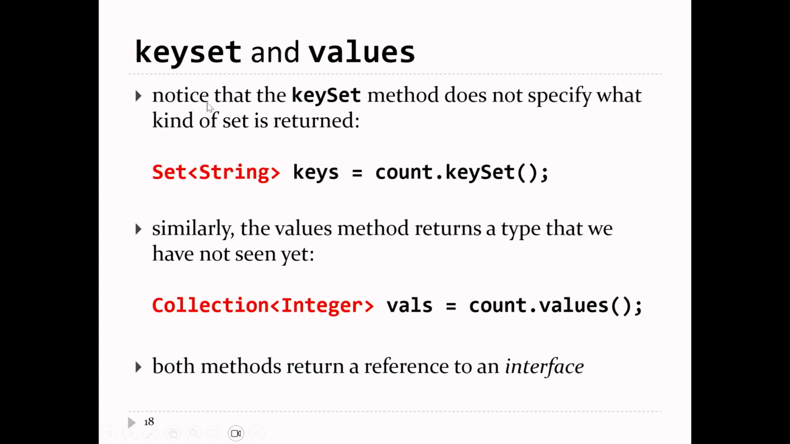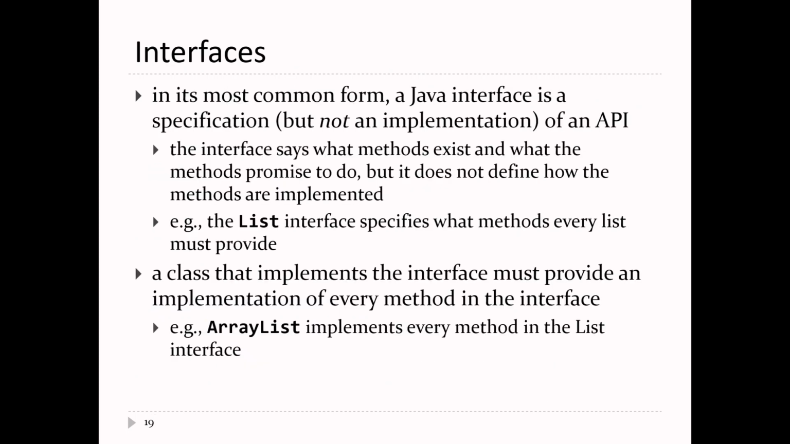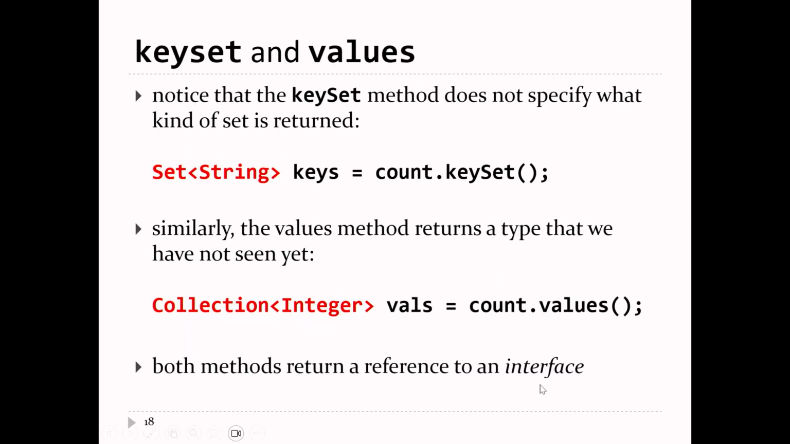Okay, so keySet and values both return, they don't specify exactly what kind of set, and values doesn't specify what kind of collection it actually returns. This thing called set and this thing called collection, these are both examples of what are called interfaces in Java. Did I tell you that? Yes. So this is our first introduction to an interface.